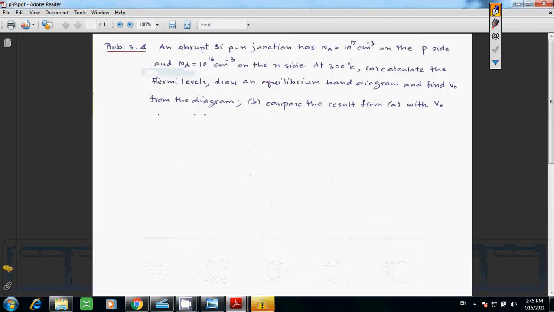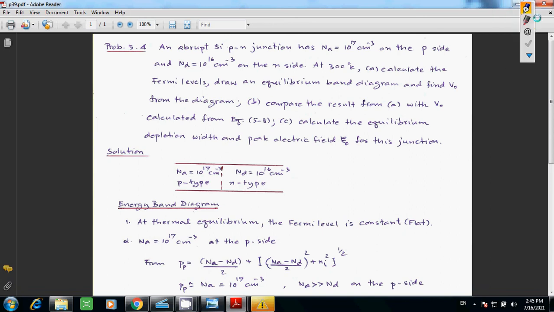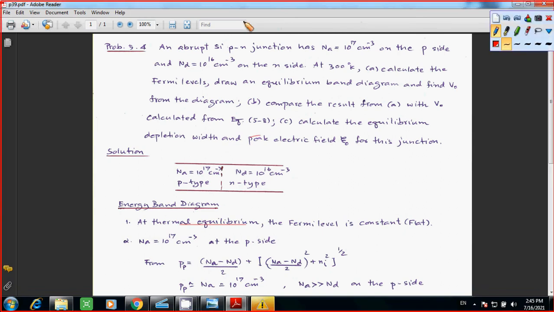Problem 5.4. An abrupt silicon PN junction has Na, the acceptor doping, 10 to the 17th per cubic centimeter on the P side, and donor doping 10 to the 16th per cubic centimeter on the N side at 300 Kelvin.